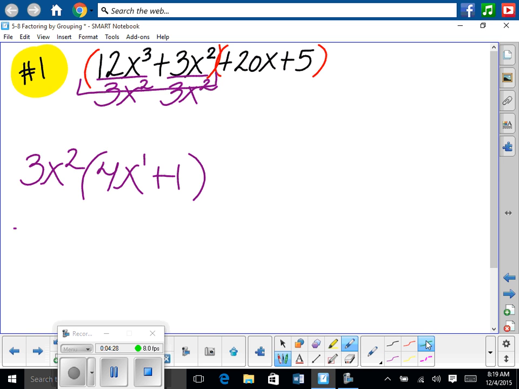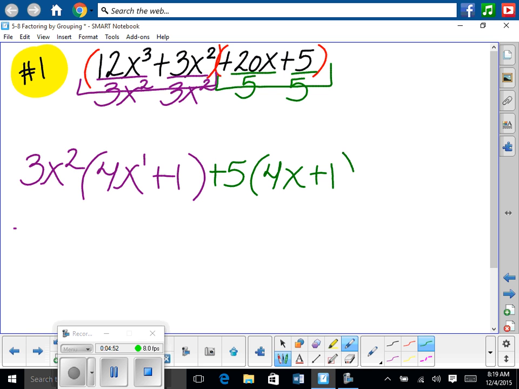Let's look at this next piece here. What's my greatest thing in common? 5. In fact, it's a positive 5, right? Absolutely. We pull out positive 5. Now, mathematically, remember what we did was we technically divided out that positive 5 out of each term. What's 20x divided by 5? You're absolutely correct. Plus 1. I'm loving that you're saying plus 1, not 0.